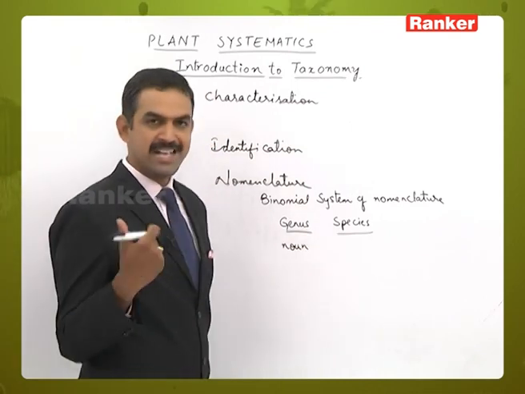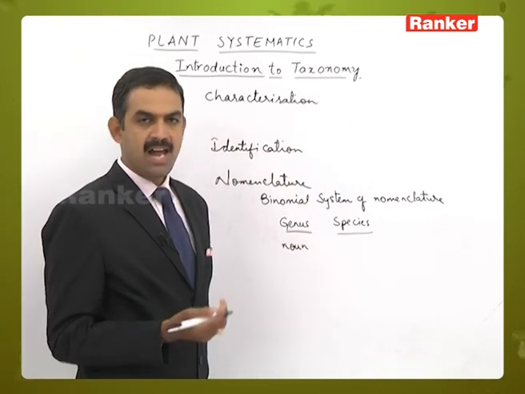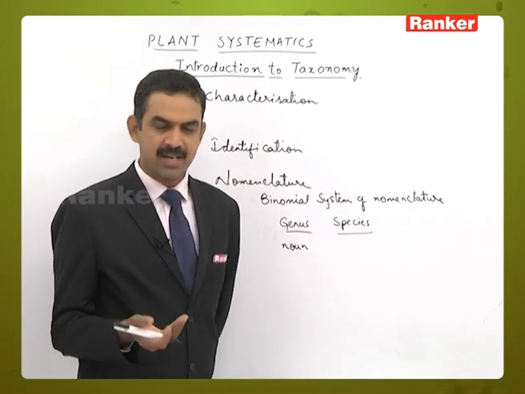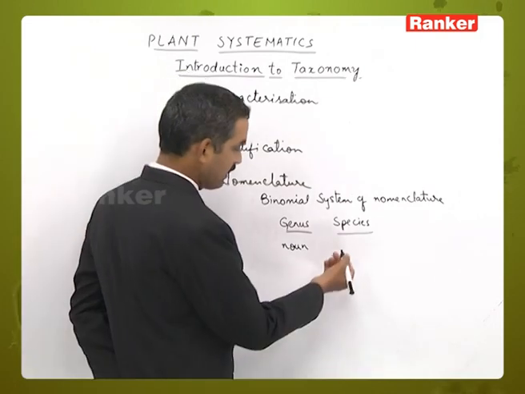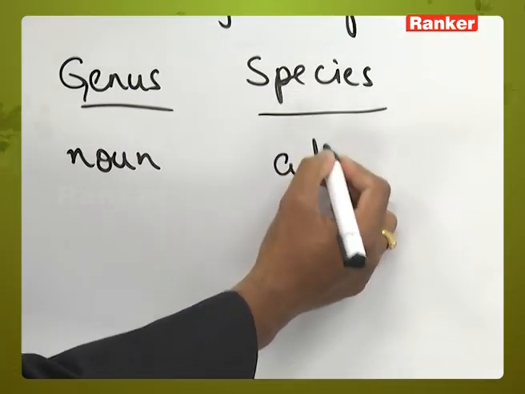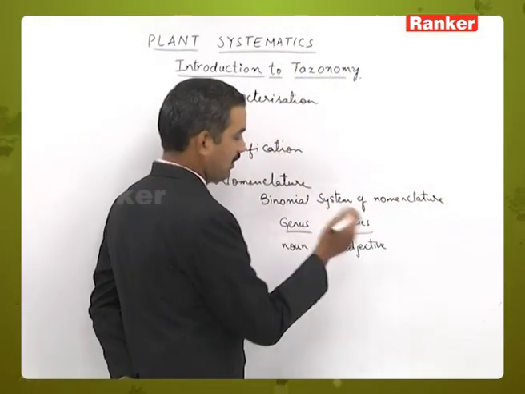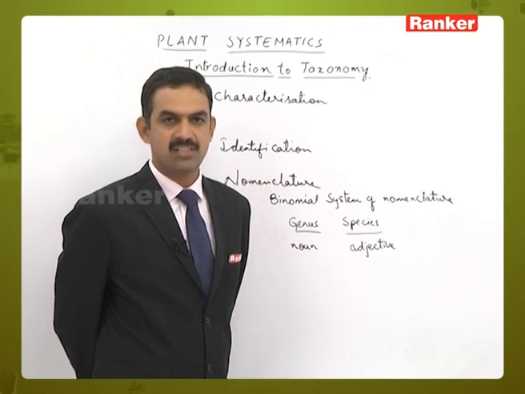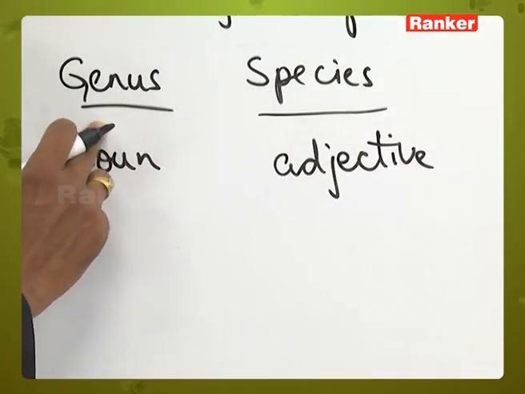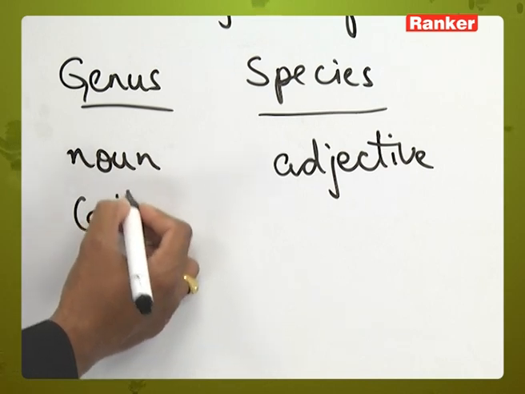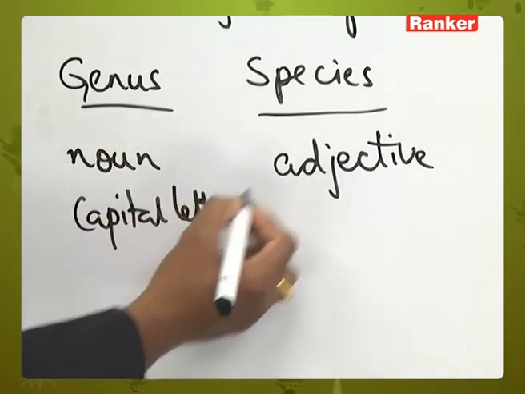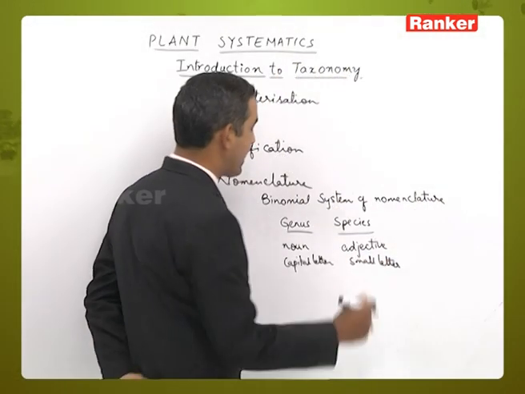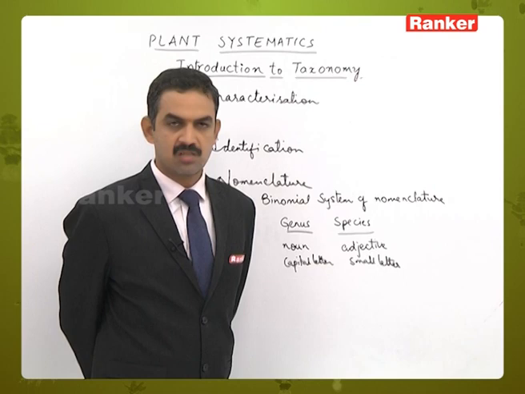Noun means it is a name given to that particular plant based on the name of a person, or the place where it was identified, or some other nature. But the species should be in adjective form. Adjective form means it will describe the character of that particular plant species. The name of the genus should start with a capital letter, whereas the name of the species should start with a small letter. Likewise the binomial nomenclature system is followed.